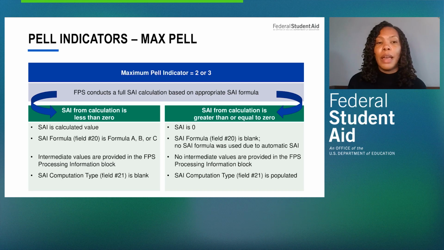If the calculated SAI is less than 0, we're going to let it remain at 0 because it's in the best interest of the student, even though it doesn't have too much of a bearing on federal student aid eligibility. But if the calculated SAI is equal to or greater than 0, it's going to be 0. So if the SAI is greater than 0, we're going to change it to 0. If the SAI calculated is 0, we're going to leave it at 0. And if the calculated SAI is less than 0, we're going to leave it at the calculated SAI because it's less than 0, which is to the benefit of the student.